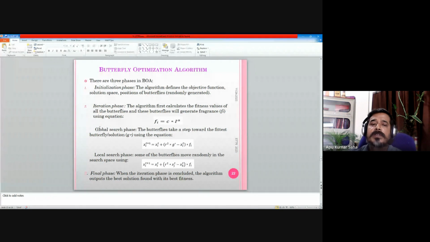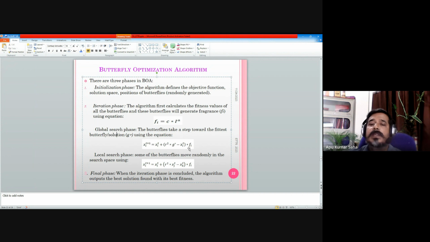Now after Fi, there are two parts: one is global search, another is local search. I have already told you there are two types of movement of butterflies. Either it will go towards the best butterfly, otherwise it will move randomly. So in the global search phase, the butterfly takes a step towards the fittest butterfly, the best butterfly, using the equation. What is the equation? Xi(t+1), or you can write Xi new, equals Xi(t), the previous Xi, plus R squared, where R is a random number, times g star, the position of the best butterfly, minus Xi, the position of the i-th butterfly, times Fi.